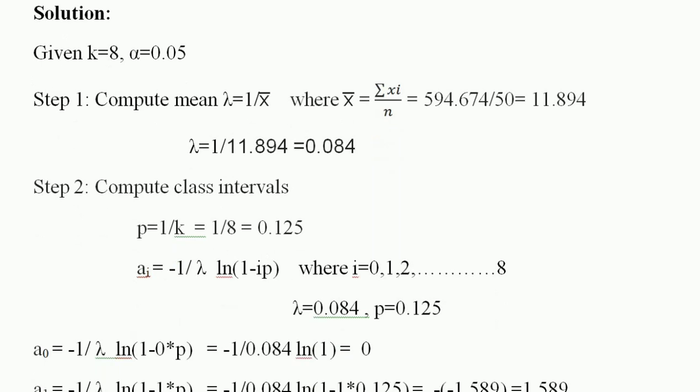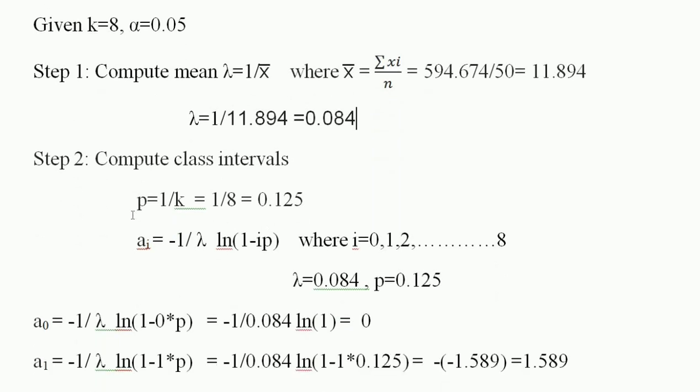We have to compute the class intervals, and for that we have to calculate the first probability. Probability equal to 1 divided by k is equal to 1 divided by 8. K is nothing but the interval. They are given the k value, that is 8. So substitute 1 divided by 8, and you are going to get 0.125.